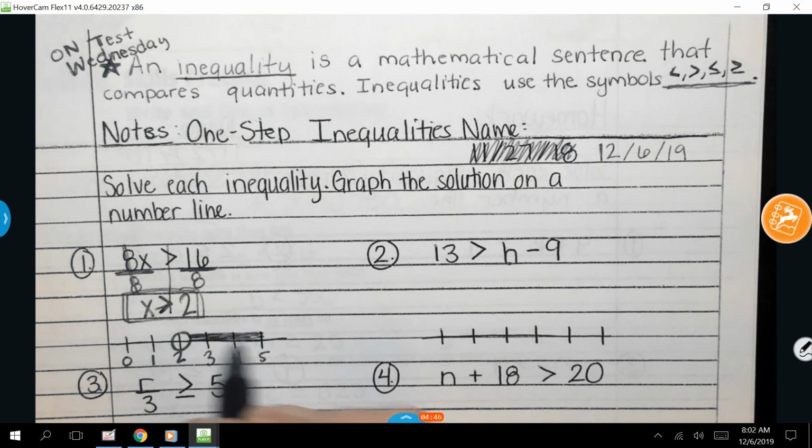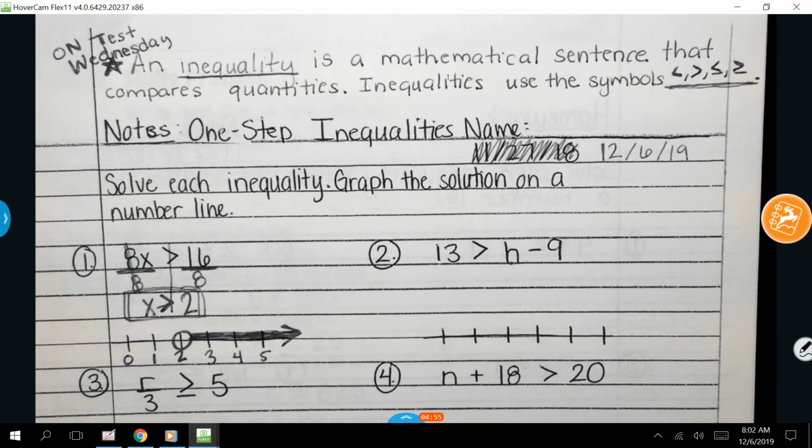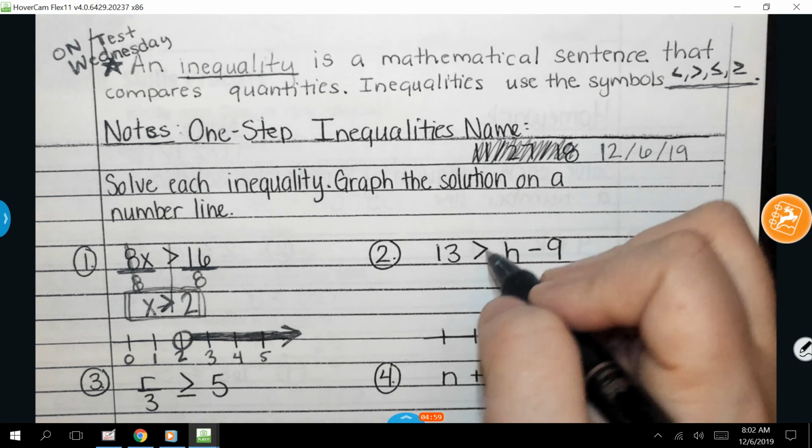So remember, make sure you shade in, and I can see your line. Some people on your homework, your line wasn't dark enough for me to tell where it goes. So make sure you shade that in so we can see it. All right? For number 2, same thing. I'm going to draw my line.